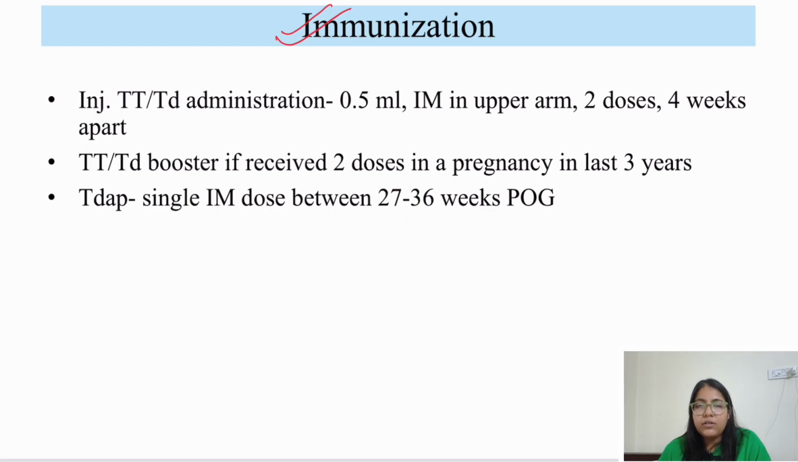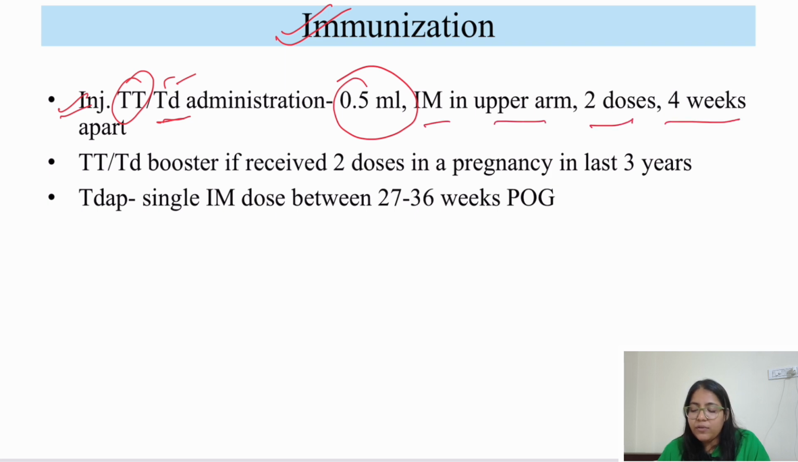Immunization, this also I will talk about in detail in upcoming videos about immunization and vaccination in pregnancy. For the time being, just remember, earlier we used to give TT, tetanus toxoid, but nowadays in most government settings we have TD injection, tetanus plus diphtheria toxoid, 0.5 ml IM in upper arm, 2 doses 4 weeks apart. So the first dose you can give in the first visit only or by 16 weeks, and then you repeat the second dose after 4 weeks. And if a patient has been pregnant in the last 3 years and has already received 2 doses in that pregnancy, then you need not repeat 2 doses again, you can just give a booster dose.